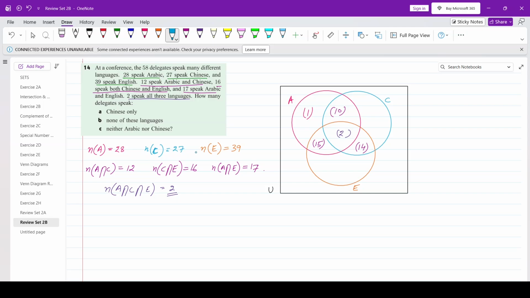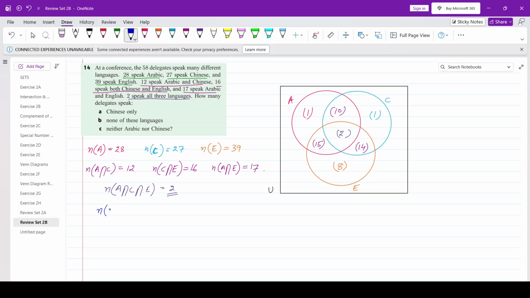Number of elements in C is 27. This circle contains 27. 14 plus 10, 24 plus 2, 26. 26 we have already considered, so 1 is going to come here. Number of elements in E is 39, out of which 15 plus 14, 29, 29 plus 2, 31 we have already covered. Therefore, only 8 elements will be here.